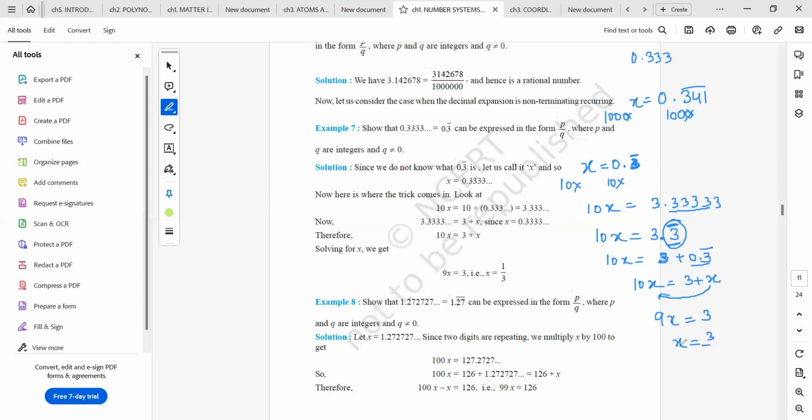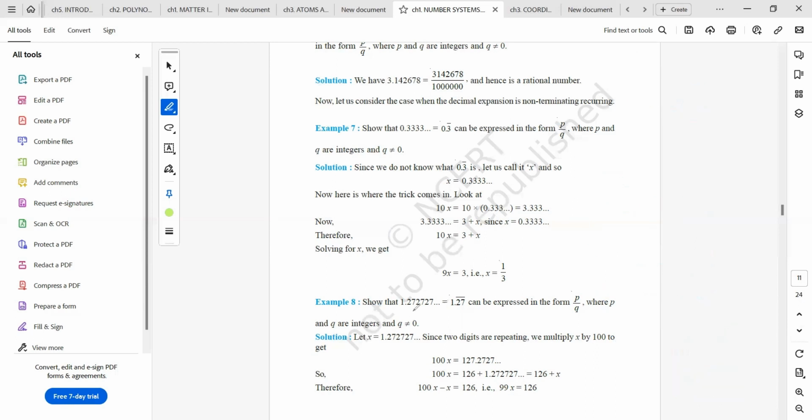So what we have done is simply calculate this recurring quantity in the form of p over q. So we can now say that it is a rational number. 3 over 9 is a rational number. Cancel it out, 1 over 3. This is a rational number. So by using this technique, you can prove that if it is a recurring decimal number, then it is a rational number. So always apply this technique.